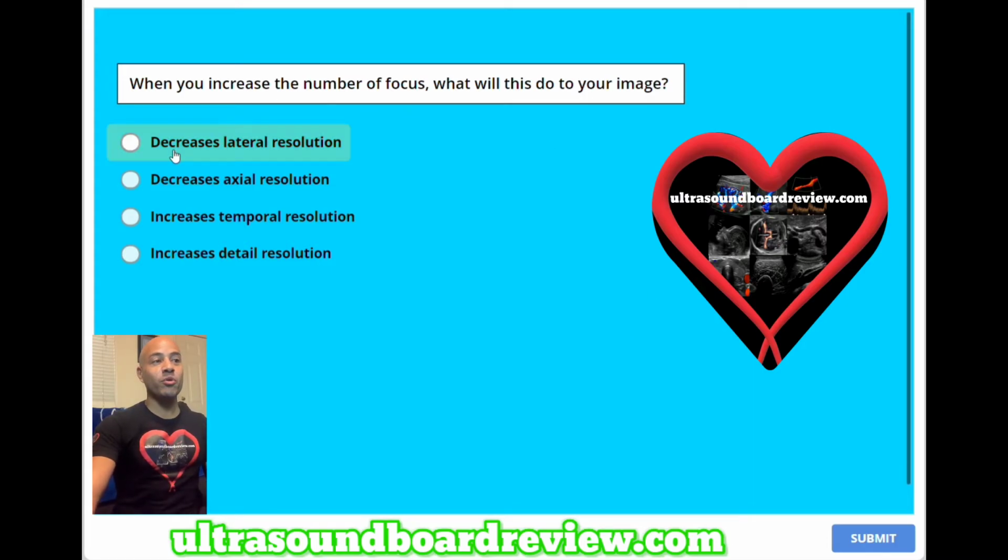Now, this is kind of a jacked up question because when you learn about multifocus, you learn that this will increase your lateral resolution. But one of the options says decreases lateral resolution. When you read further into physics literature, you find that when you increase the number of focus, it'll also increase your detail resolution.